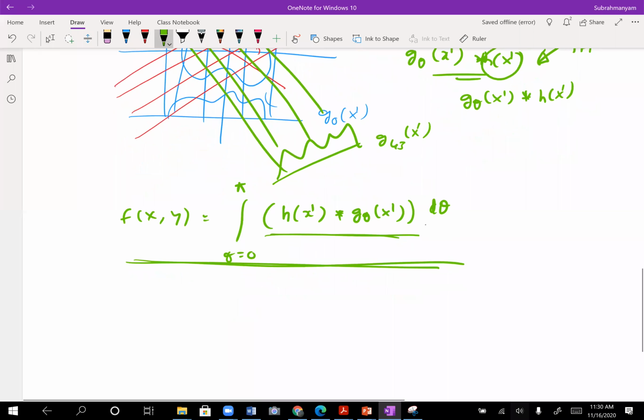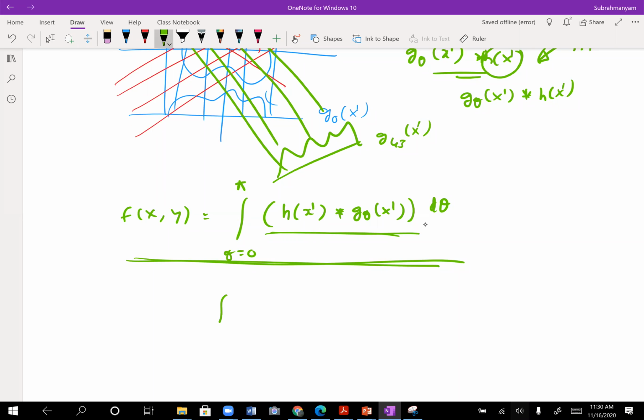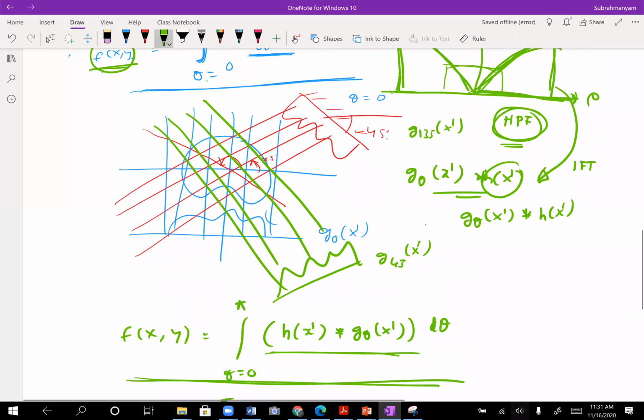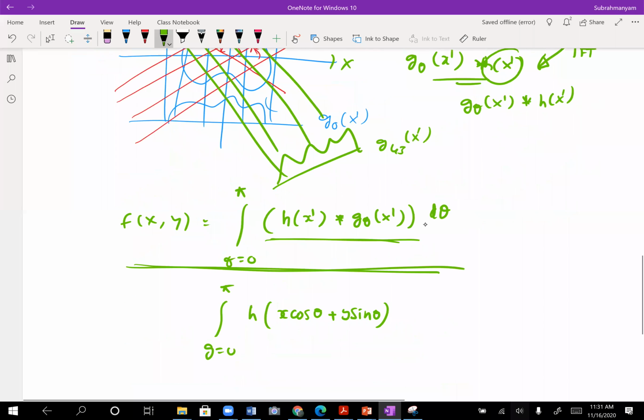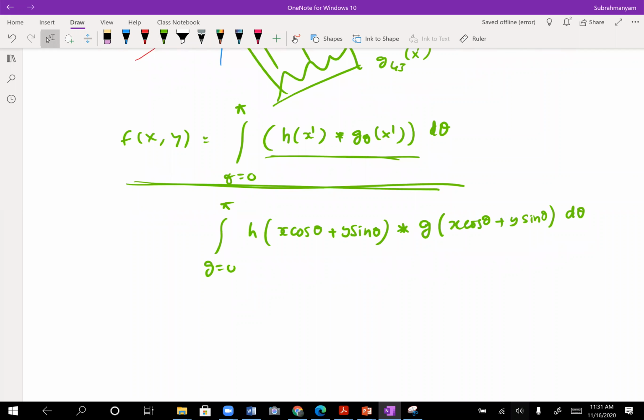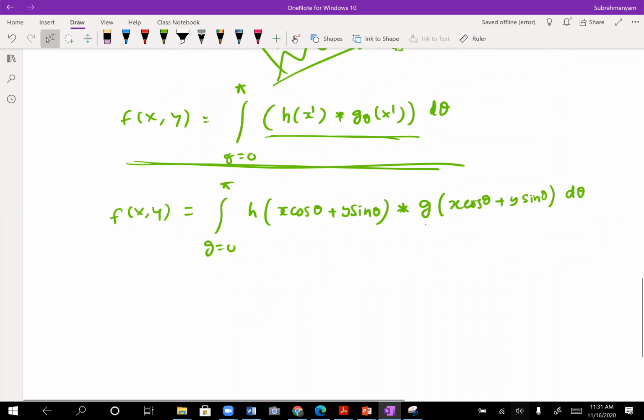Okay, then let's try to get some interpretation for this. Let's write f equal to the integral, theta varying from 0 to 2 pi, of g at x cos theta plus y sin theta, because one confusion you might be having is that on one side I am talking about x comma y and on the other side I am talking about x dash. That could be making it slightly difficult. So let us look at it this way now. So this is what we are doing. f of x comma y. This is what is there.